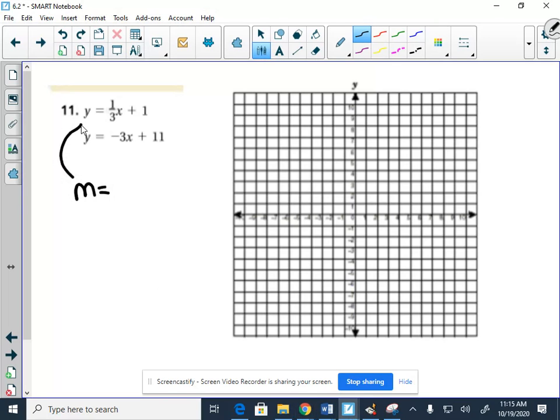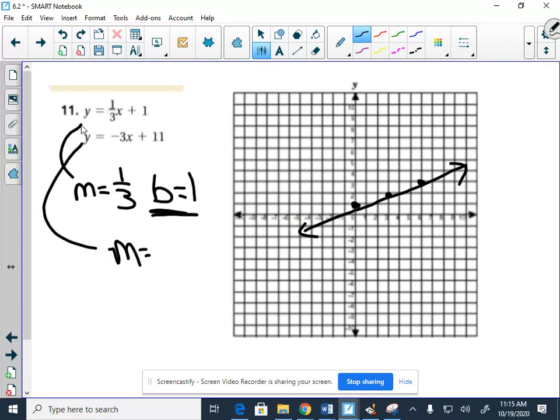This one, m is 1/3, b is 1. You can graph it. You start with b, you go up 1, you put a point. Okay? So then from there, I'm going to go up 1/3, up 1/3, and then I'm going to draw my line. Now what I'm trying to do is get this other equation graphed where m is -3.